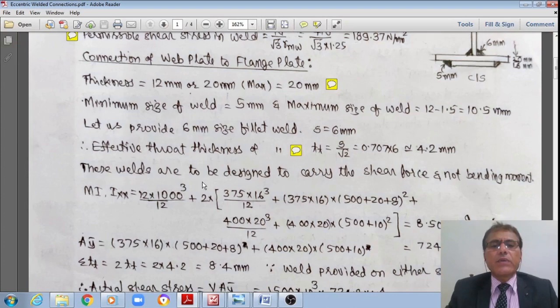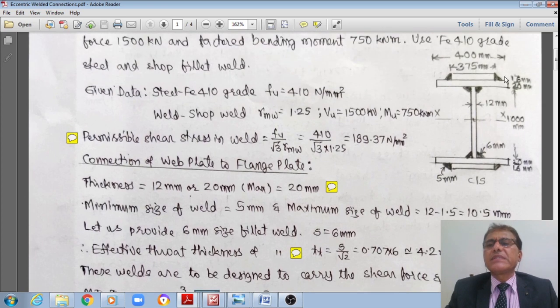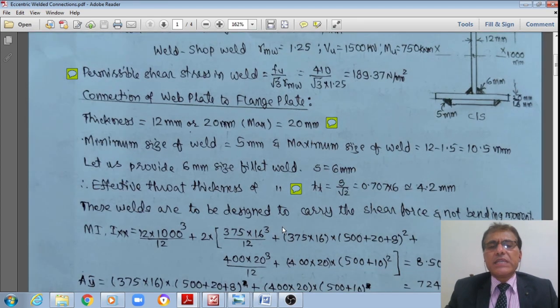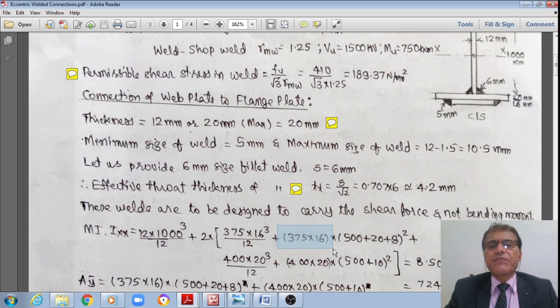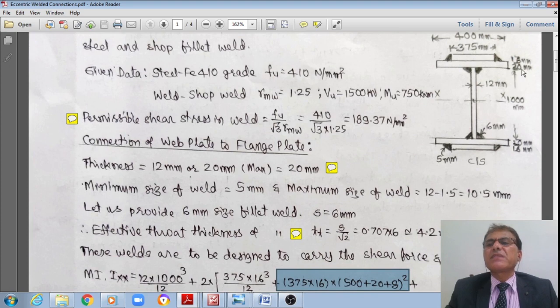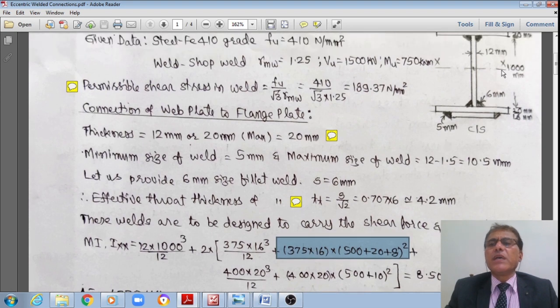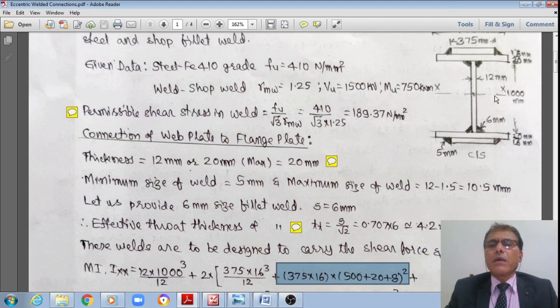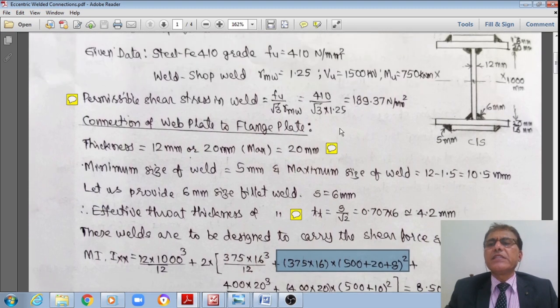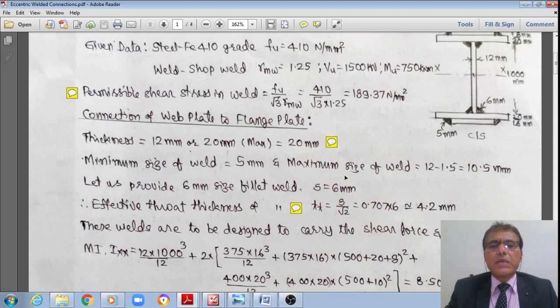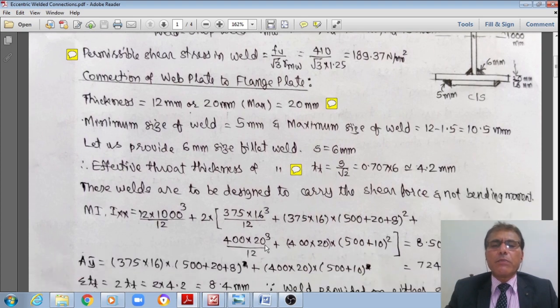Therefore, now let me calculate. There are two such plates of 375 by 16 mm thick. Therefore, 375 multiplied by 16 cubed by 12 about its own axis, transferred to the CG of this compound section: area 375 multiplied by 16, whereas h square, the perpendicular distance, is 500 plus 20 plus 8 whole square, therefore this 528 whole square. Plus that of this flange plate. There are two such flange plates, therefore 2 is outside, whose width is equal to 400 multiplied by 20 cubed by 12 about its own axis.